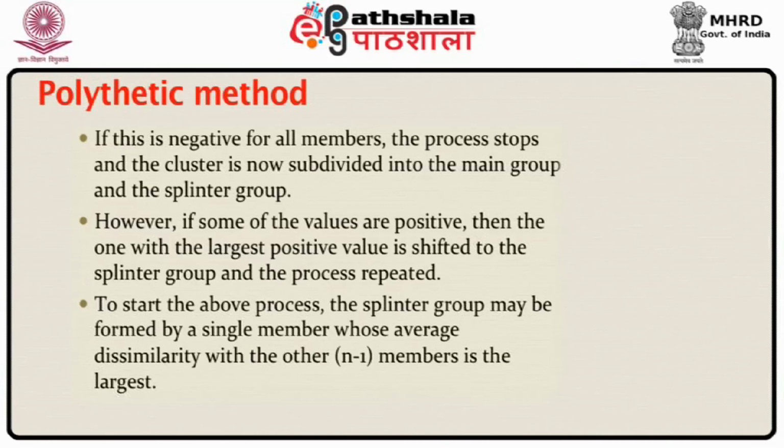And that is how we actually do a polythetic method. But in a polythetic method, when we form the splinter group, usually what we do is we start with the main group, take out a single member which is farthest from the other members and take that to be the splinter group member, and then go on increasing the splinter group members one by one using this technique till all the distance values become negative.